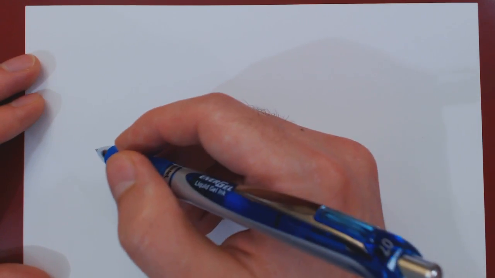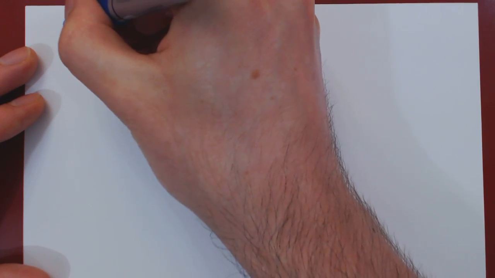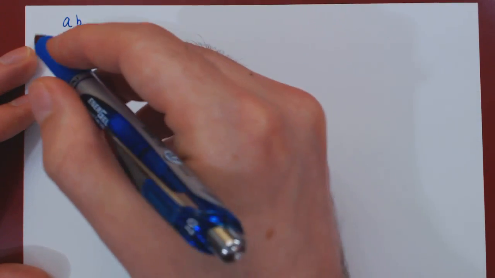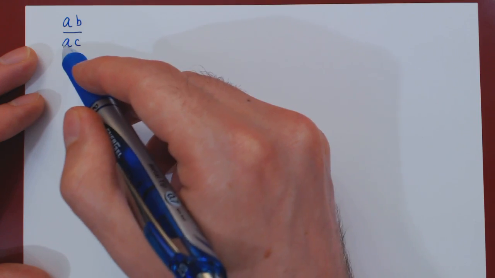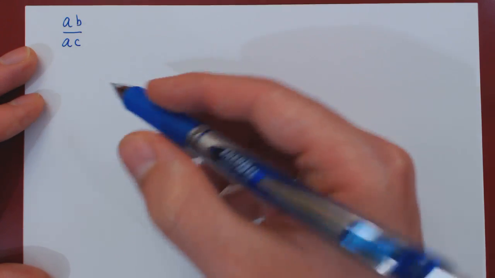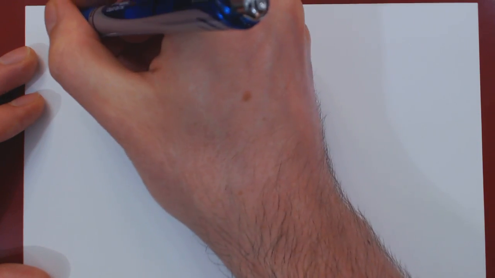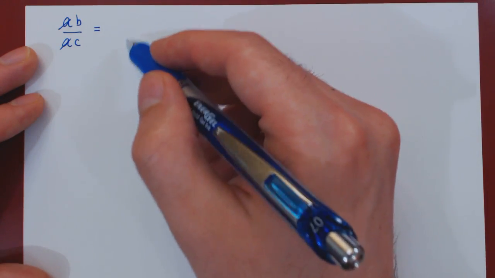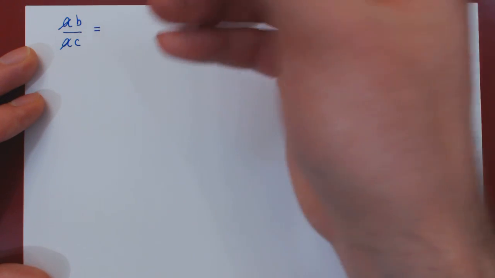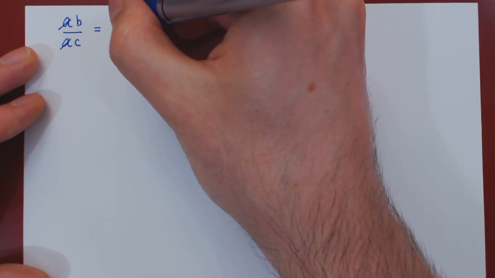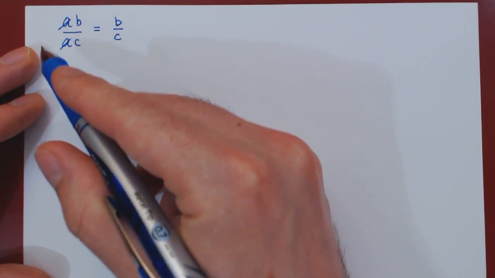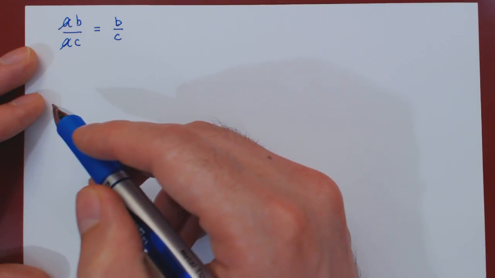So think of A, B, C as positive integers, and look at the fraction AB over AC. Both numerator and denominator share a common factor A, and this factor can be cancelled, and we will obtain a simplified fraction which will be the same as the original one, and of course the simplified fraction obtained is simply B over C.